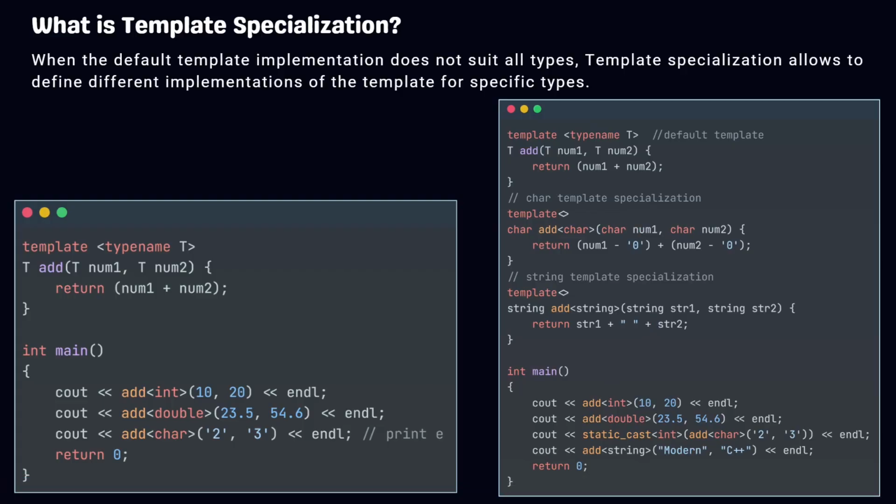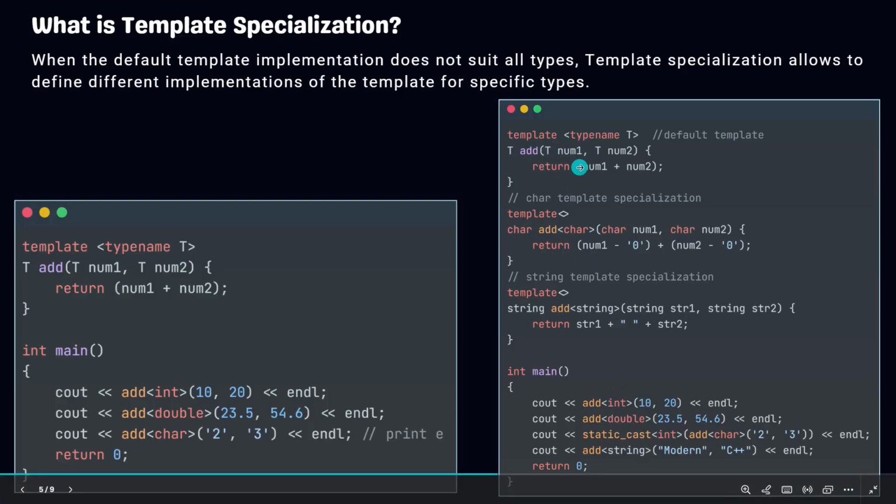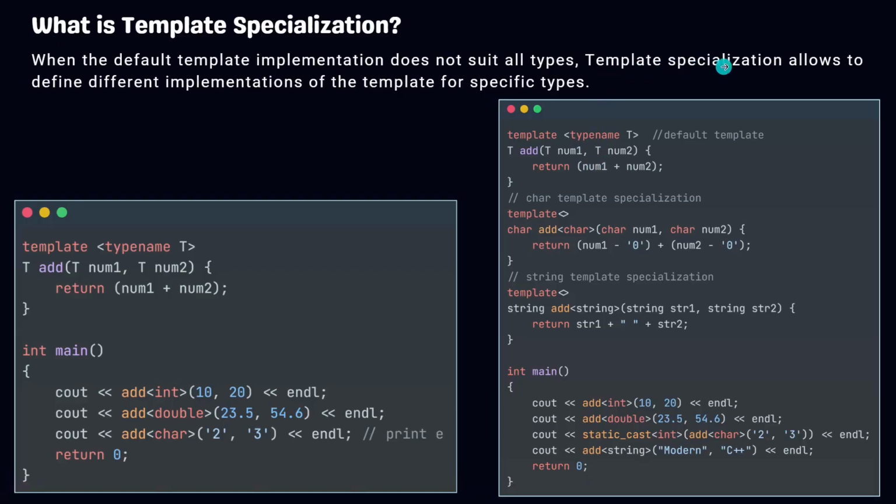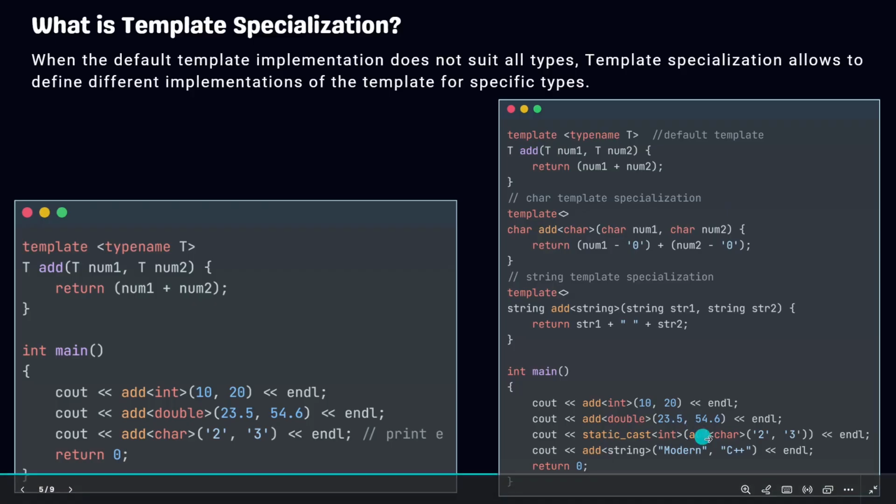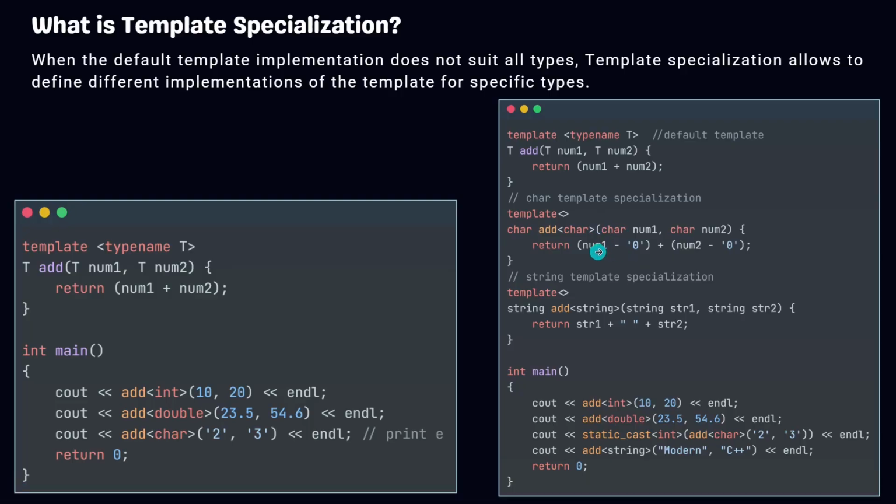That means one more time we can understand the same thing. When the default template implementation does not suit all the types, here this is the default template implementation, it does not suit the character and string data types. Correct? For that, template specialization allows us to define a different implementation of the template for a specific type. That means for character and string, we can use template specialization and provide our own implementation for the character and string data types. That is what is called template specialization.